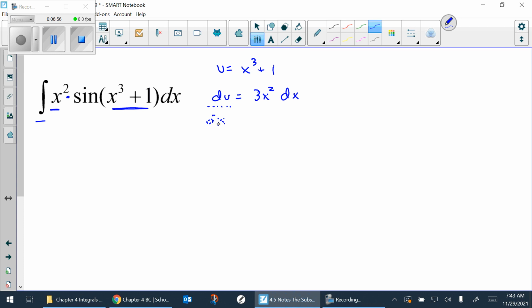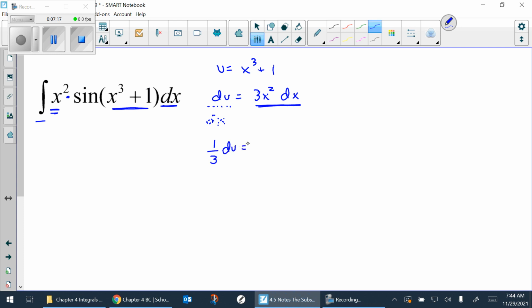Well, I don't have a 3x squared dx. I sort of have that. I have an x squared dx. How can I turn what I've got here, this 3x squared dx, into exactly what I want? Well, I can turn this into what I want by multiplying by 1/3.